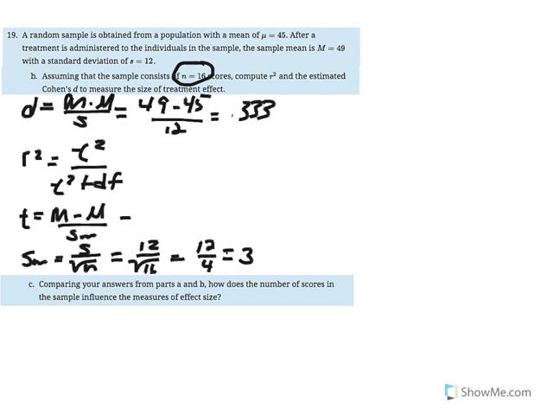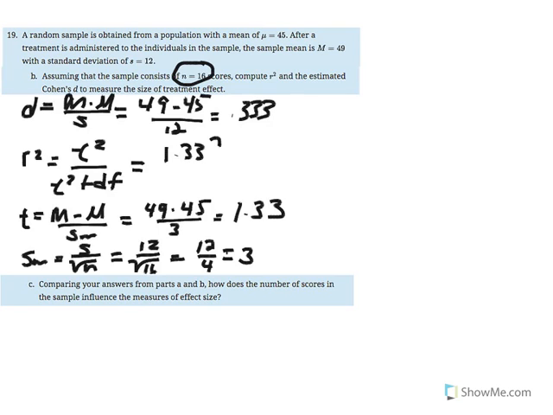And now we can calculate our T. So we have 49 minus 45 divided by 3. I believe in the last example we didn't divide it by 4. So 49 minus 45 divided by 3, and we get 1.33. So now we can calculate our R squared.